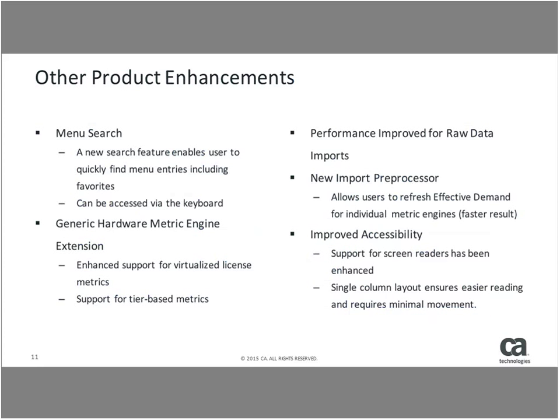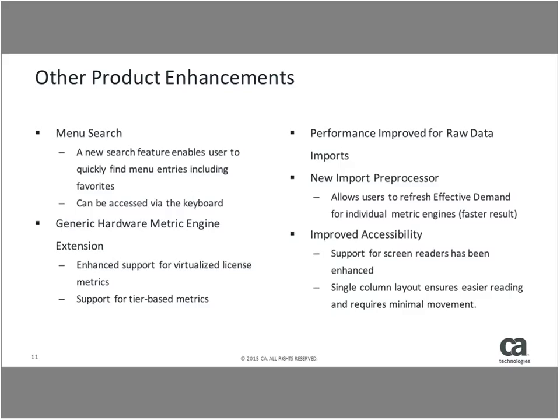A number of other product enhancements. I touched a little bit on menu search, but the idea here is obviously it's a very data-centric tool. You're accessing lots of data in different tables. So the menu search is essentially a search field that allows you to type in a keyword based on what you're looking for, and it will quickly help you navigate to that menu, including the data or the content in your favorites. And for those of you that are power users that aren't big fans of the mouse, menu search can be accessed directly from the keyboard.